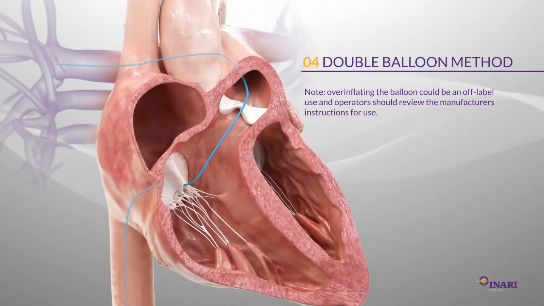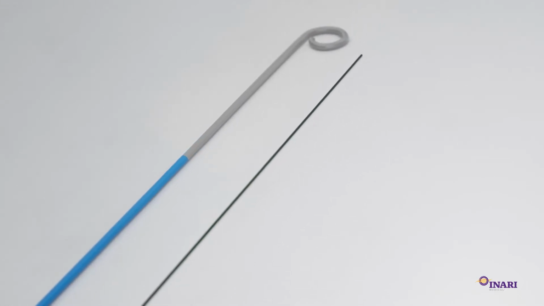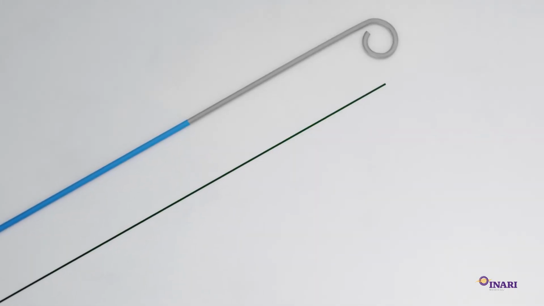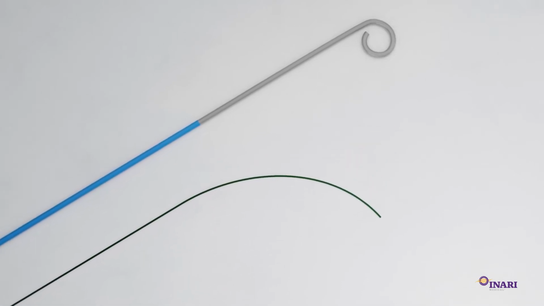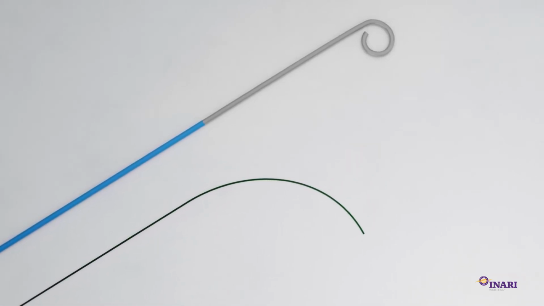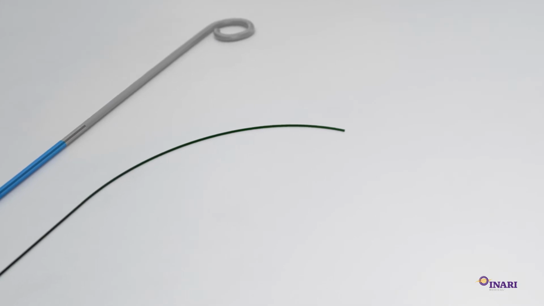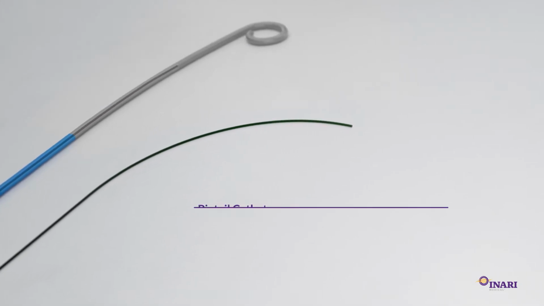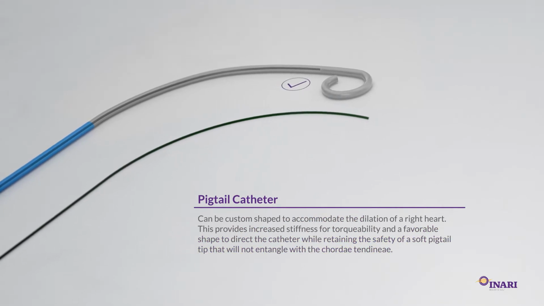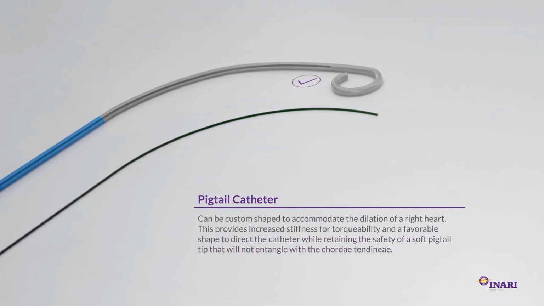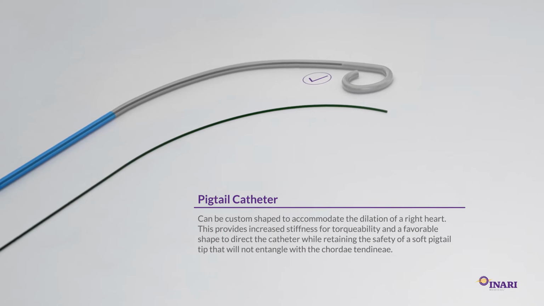The other method for crossing the right heart safely is with the use of a fully formed pigtail catheter. This technique utilizes the back end of a guide wire that can be custom shaped to accommodate the dilation of a right heart. This provides increased stiffness for torqueability and a favorable shape to direct the catheter while retaining the safety of a soft pigtail tip that will not entangle with the chordae tendineae.